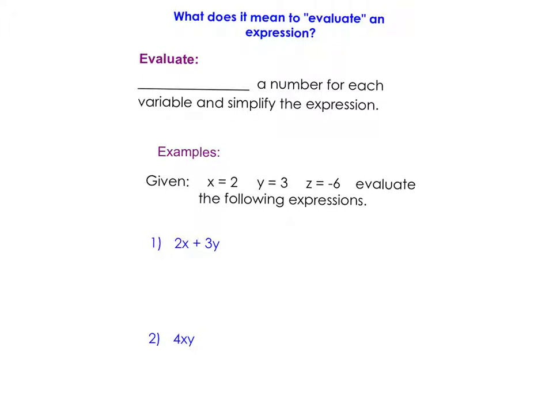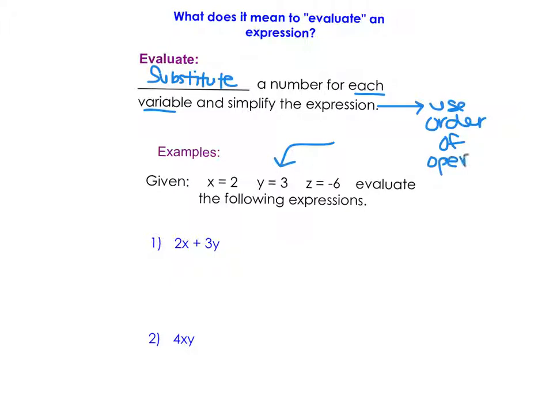Now that we have an understanding of what an expression and a variable is, we're now going to evaluate the expressions on this page. And when I say evaluate, what I'd like you to do is substitute, if you're given, a number for each variable. So we're given those values you can see right here. And then we're going to simplify that expression and we're going to use the order of operations to do so.